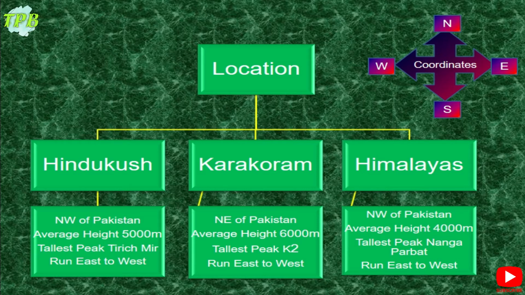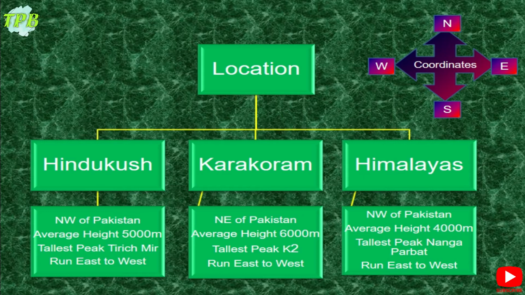Another range is the Himalayas. It's in the northwest of Pakistan. The average height is 4,000 meters, which is the shortest among all of these 3, and the tallest peak is Nanga Parbat. Not only do you need these facts to be learned, but you also need to know how to label and where to label these 3 tallest peaks of these 3 mountains.